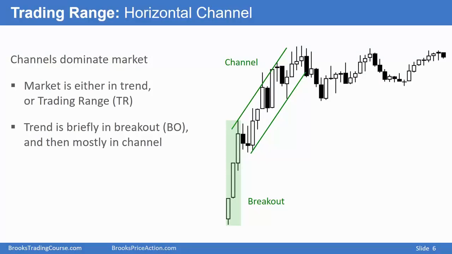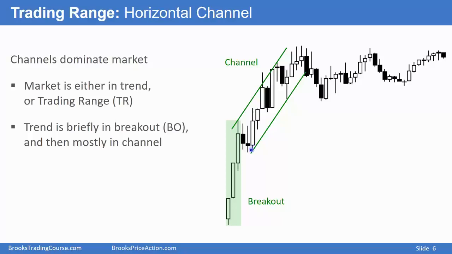Now, on every time frame, on every chart, every market, channels dominate the market. Every market is always on every chart, either in a trend or in a trading range. Here we have a breakout, and breakouts are brief. On any chart, a strong breakout typically will be 5 to 10% of the bars on the chart. The other 90% of the bars will either be in a channel or a trading range. Market cycle, you get a breakout, a channel, and a trading range. Here we have a strong breakout, and then many more bars are in a channel.